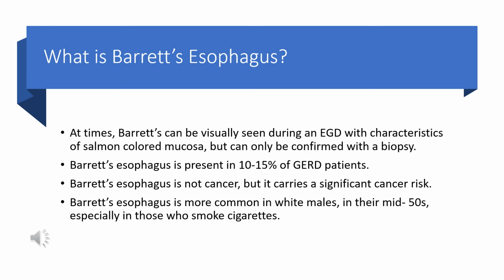As mentioned prior, Barrett's esophagus is a precancerous change to the lining of the esophagus. It can be visually seen during an EGD with characteristics of salmon-colored mucosa, but it can only be confirmed as a diagnosis with a biopsy.